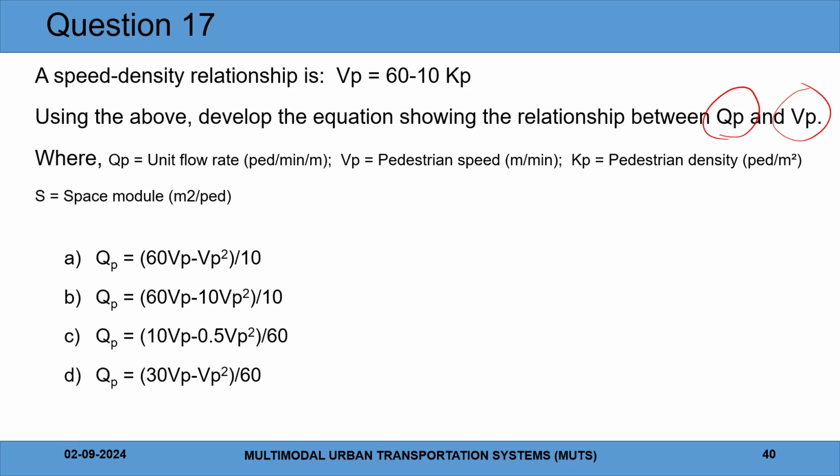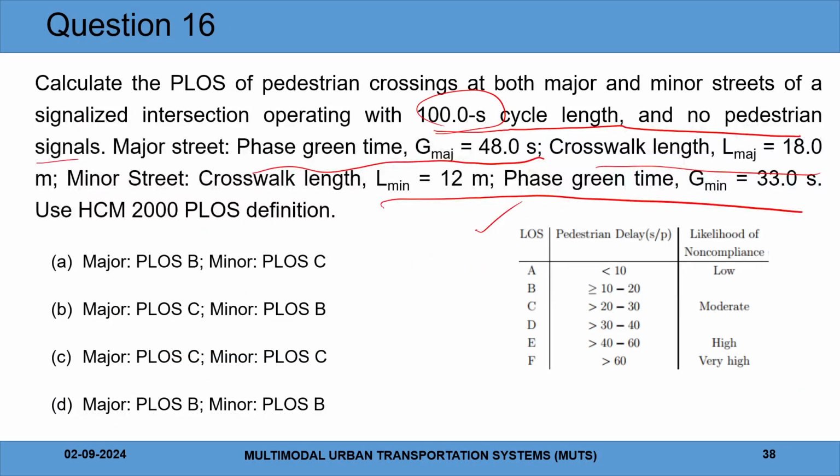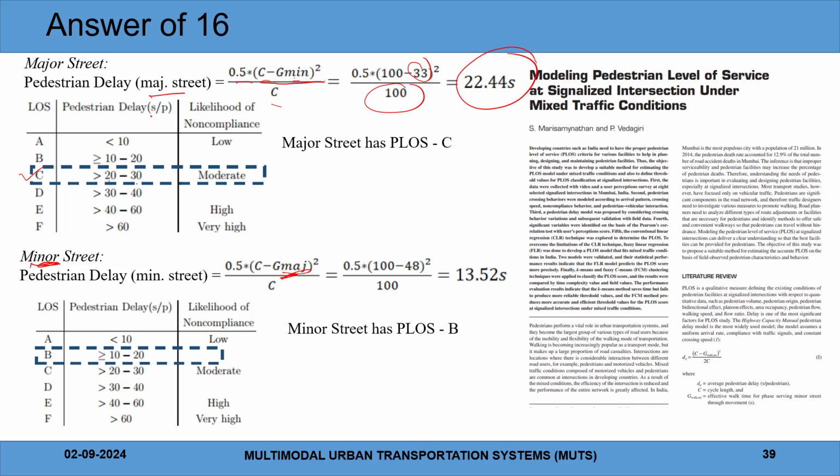G major is given as 48 seconds. So (100 minus 48) squared by 100, so it is 13.52 seconds. So it will be PLOS B.